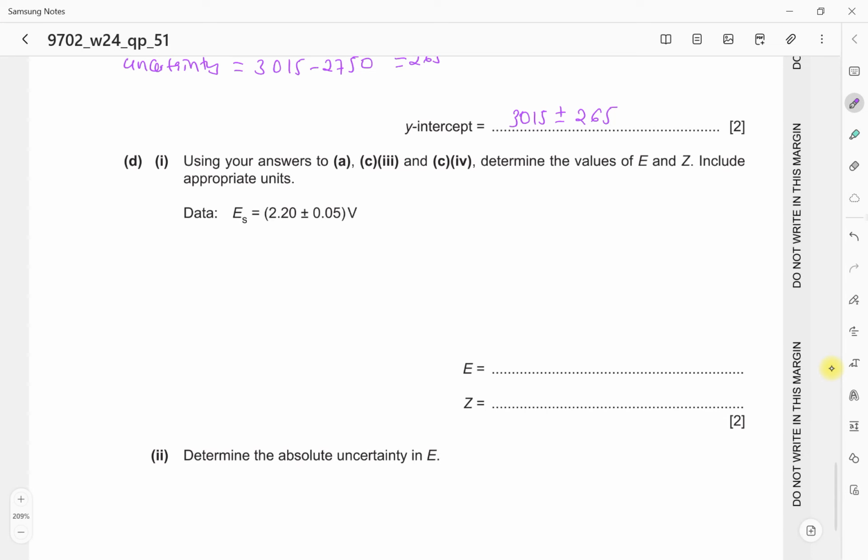Okay, then the next part: use your answers to A, C Roman 3 and C Roman 4 to determine the values of E and Z, include appropriate units.